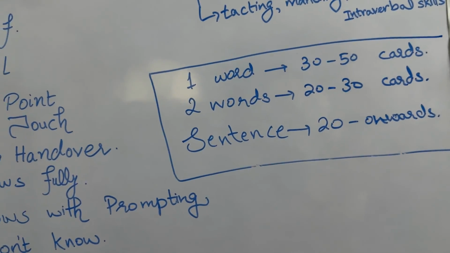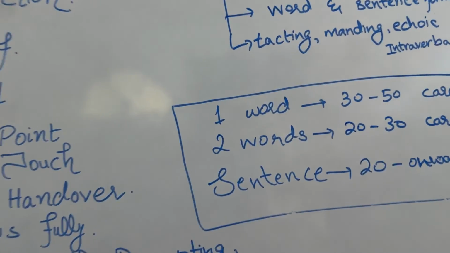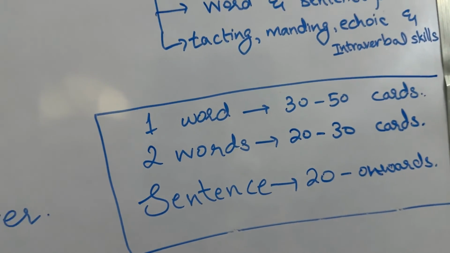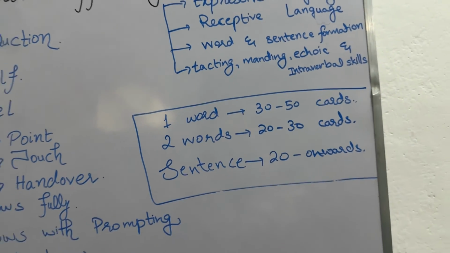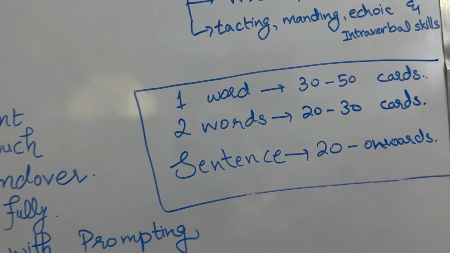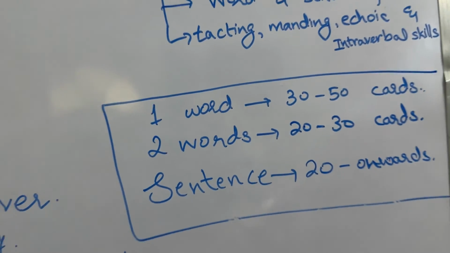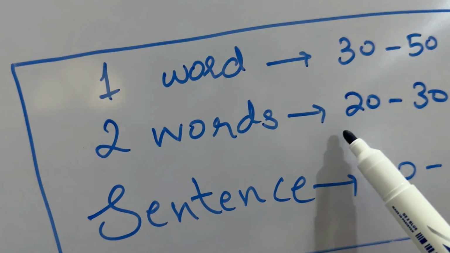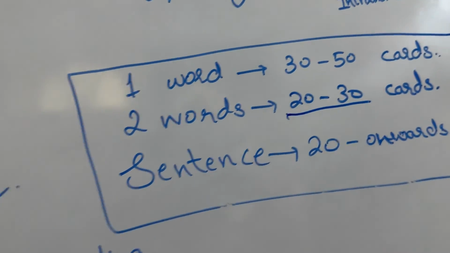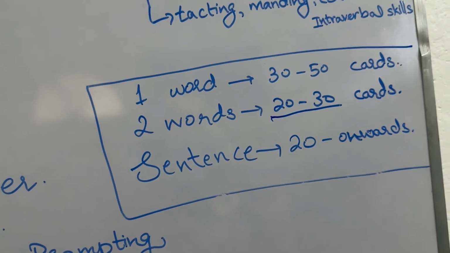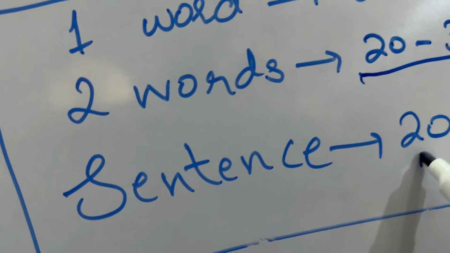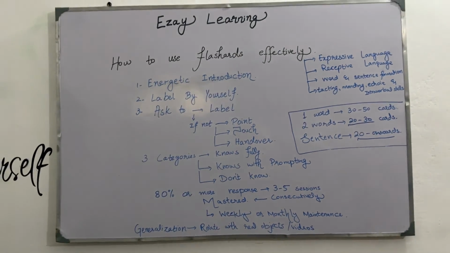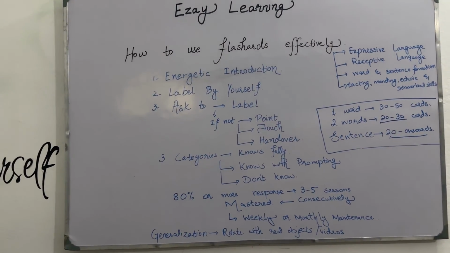So if the child is good at labeling, we can get the result on 30 to 50 cards for 1 words. And after the child has memorized at least 30 to 50 cards, we can move towards 2 word formation. And once he knows 2 word formation with 20 to 30 cards, we can move towards sentence formation. And after 20 and onwards, we can work on generalization and maintenance more.